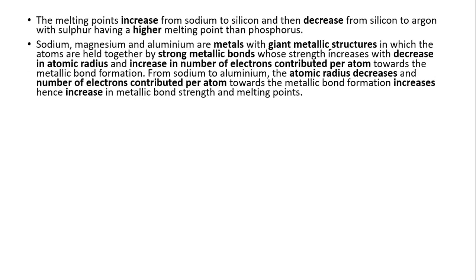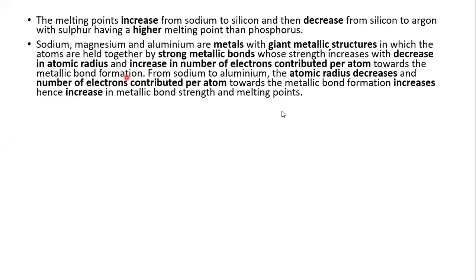And this is how we describe that of metals. I told you, you have to know the structure. So metals have a giant metallic structure. Type of bond: strong bond. Then the factors that affect the strength of the bond: metallic bond strength increases with the decrease in atomic radius, and also increases with increase in number of electrons contributed per atom towards metallic bond formation.